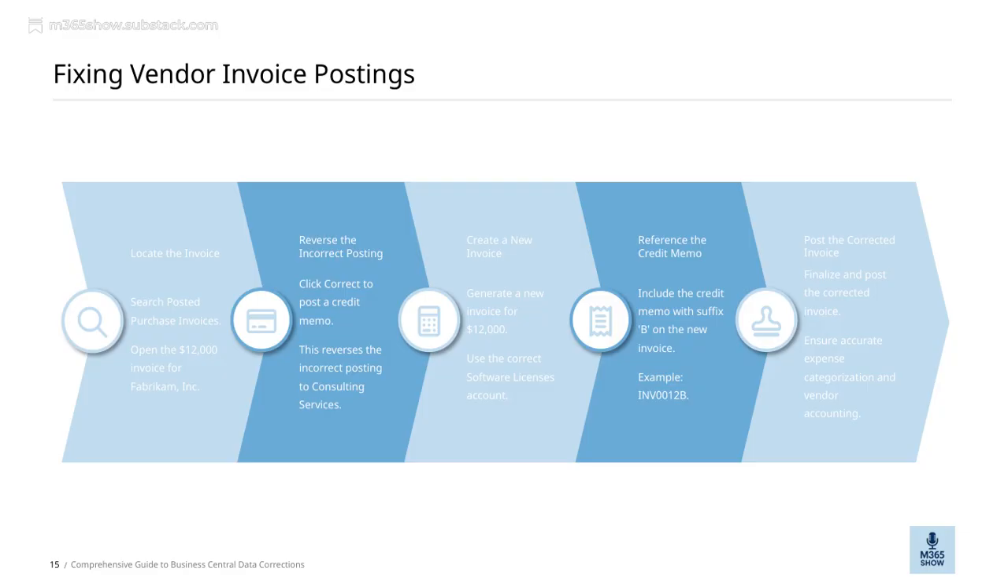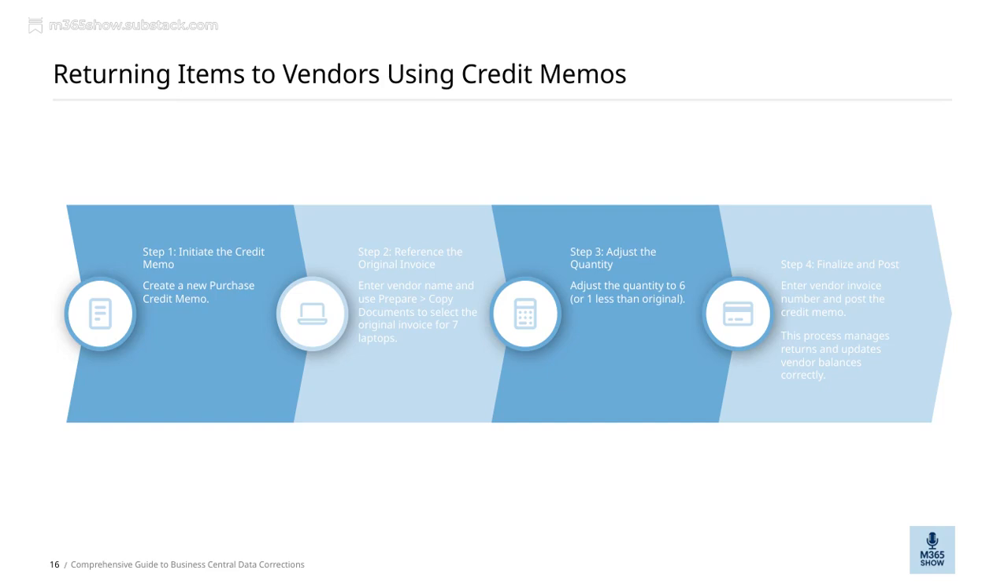Now, let's walk through the process of returning items to vendors using credit memos. This is part of our comprehensive guide to making data corrections in Business Central. First, you start by creating a new purchase credit memo. This is the initial step to document the return. Next, you enter the vendor invoice number and then post the credit memo. Doing this ensures that the return is properly recorded and the vendor balances are updated correctly.